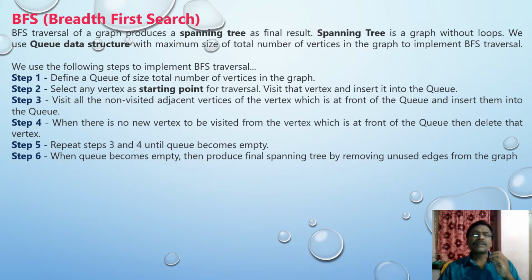Step 5: repeat steps 3 and 4 until the queue becomes empty. Until it is empty, the third and fourth steps are repeated. Finally, when the queue becomes empty, produce the final spanning tree by removing unused edges from the graph.